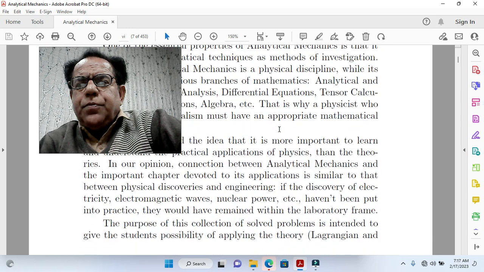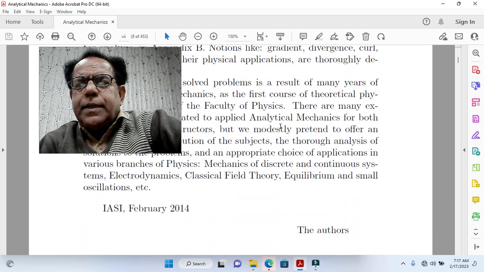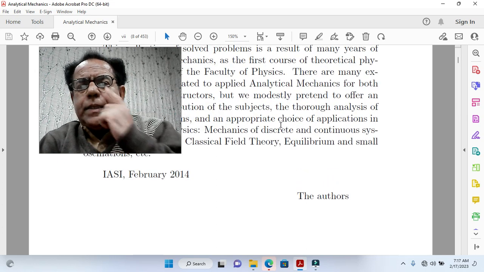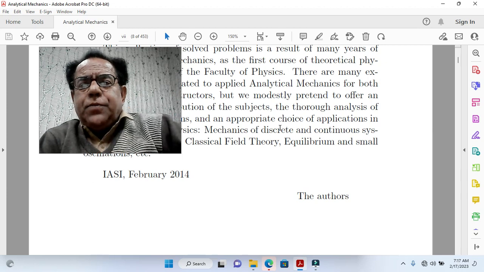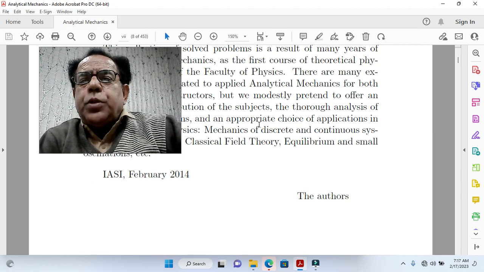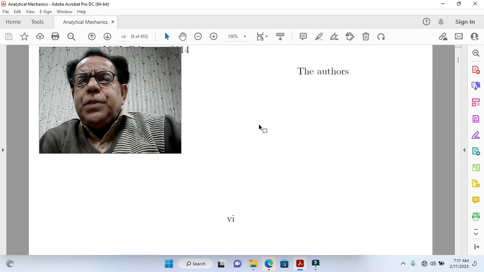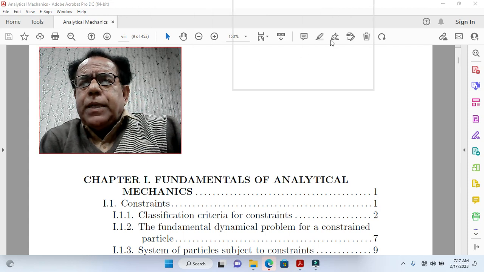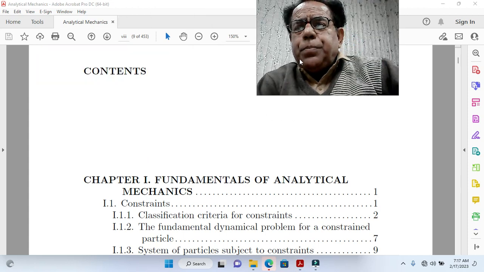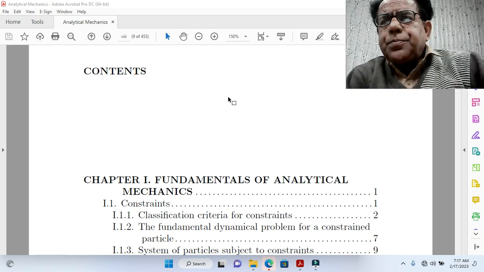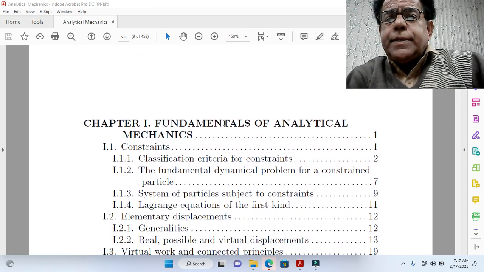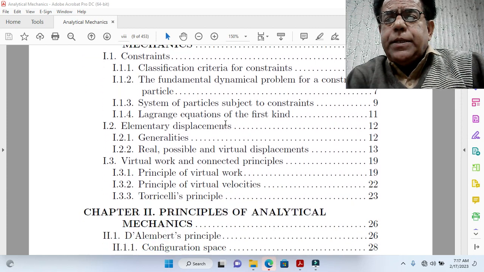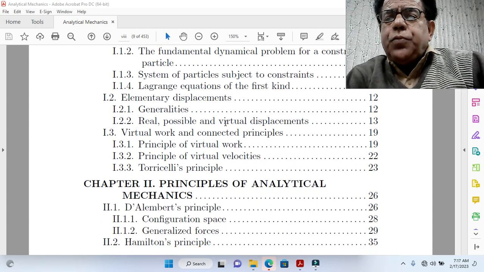We are moving towards its contents. Dear students, you can see that its preface was written in February 2014, and definitely the preface is written sometime prior to the time of publication. Now we come towards its contents. Chapter number 1 is fundamentals of analytical mechanics. Chapter number 2 is principles of analytical mechanics.